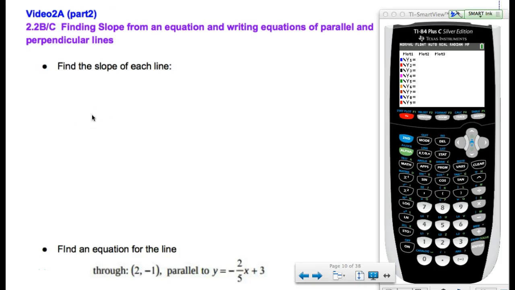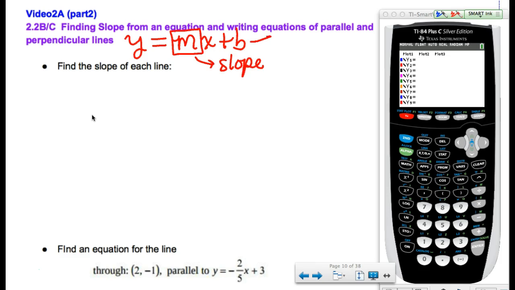In video 2A, part 2, we're going to be finding the slope of a line when given the equation, and we're going to write some equations for parallel and perpendicular lines. So remember, in one of the last sections, we talked about how when lines are in the form y equals mx plus b, the m, the number in front of the x, indicates the slope of the line, and the b indicates where it hits the y-axis.